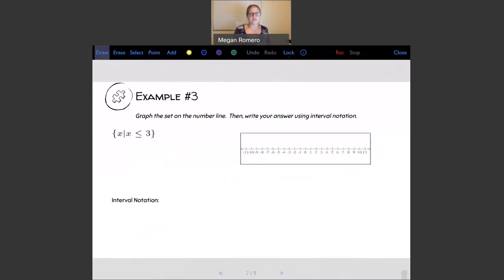Example 3, graph the set on the number line, then write your answer using interval notation. In this set, we're talking about x values less than or equal to 3. So notice this or equal to 3 means that 3 is included, so we're going to get a closed circle. We're talking about values less than 3, so our arrow is going to point to the left. Okay, and then to write this using interval notation, we move left to right. Our leftmost endpoint is -infinity, and our rightmost endpoint is 3. Now notice, even though this 3 is included, that's what gets the bracket. Infinity does not, or -infinity does not.